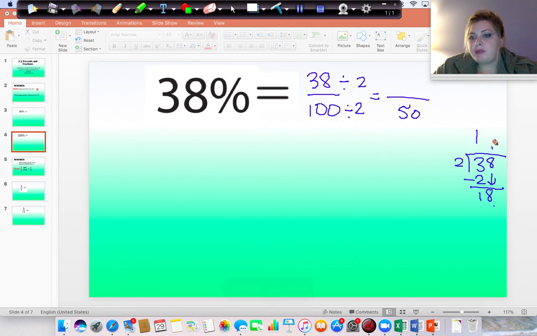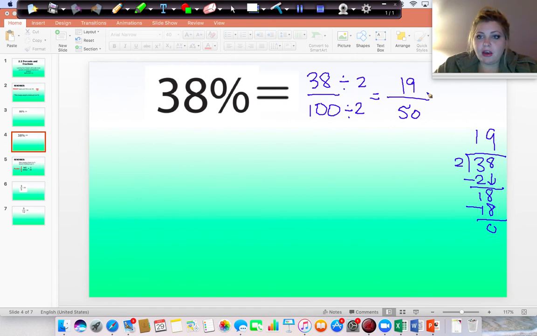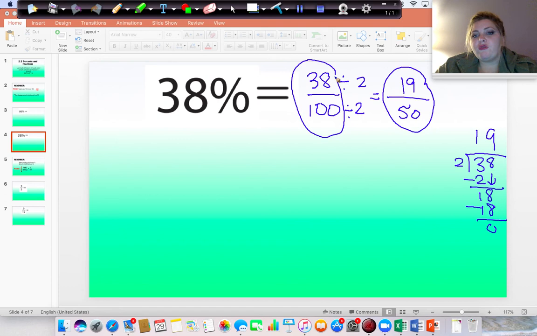Let's try that one again. It's not 8. We're dividing into 18. How about that? Okay, so 2 goes into 18 9 times. 9 times 2 is 18. Subtract and we get 0. That's much better. Okay, so our answer is either 19 over 50 or 38 over 100. Both of those answers would be correct.